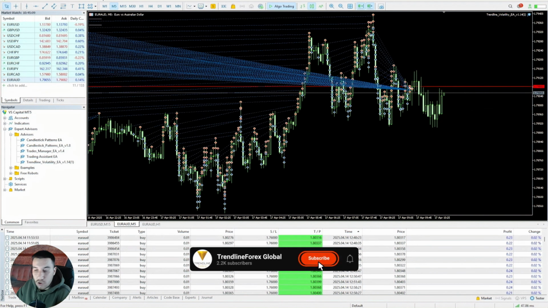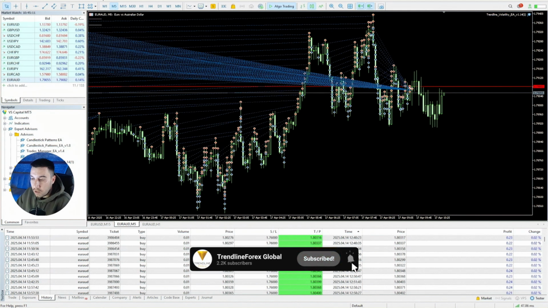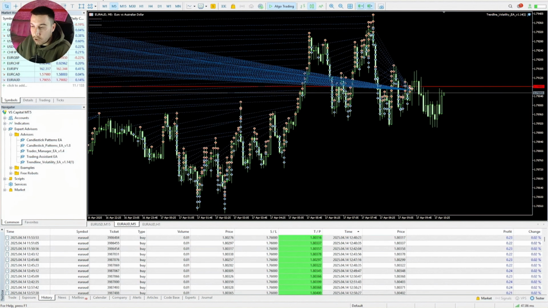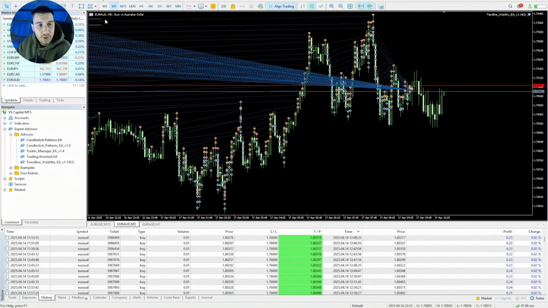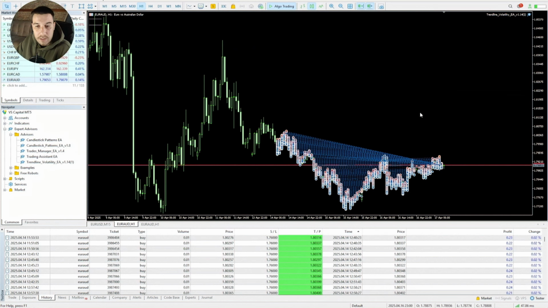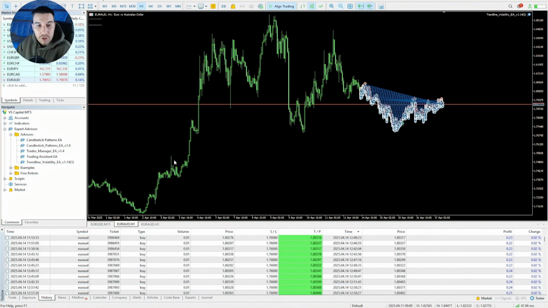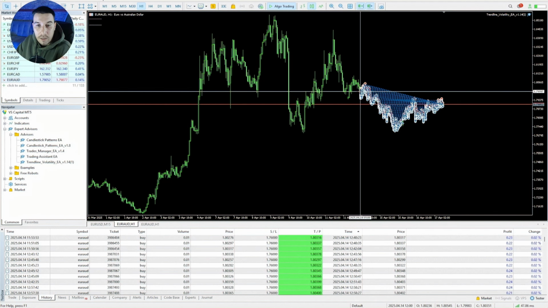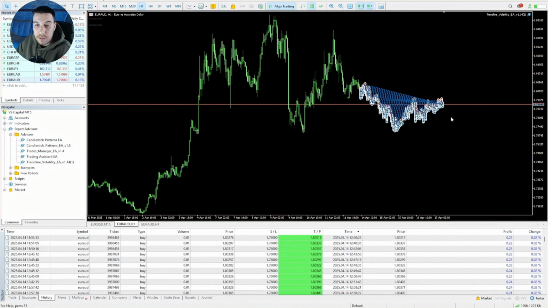So this is the Euro Aussie. Let me just move my camera up here so you can see my account history better. Here is the Euro Aussie. This is the 5-minute time frame. Let's actually have a look at the 1-hour chart. I'm going to zoom out so you can see this is exactly the same price action here. I started buying on 14th of April, which is Monday this week, and I just closed all of my trades.